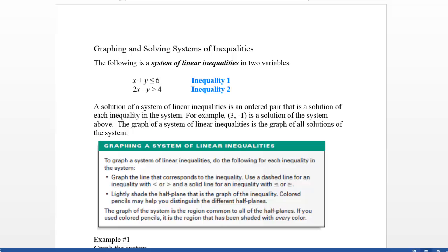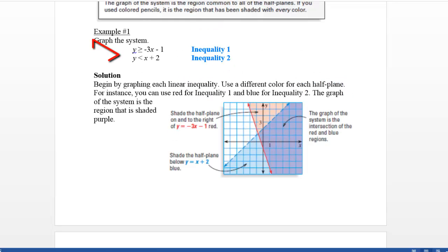So we're just going to take a quick look at an example here. Now you can see that we have a system of inequalities here that are already in slope-intercept form. This is very helpful as far as graphing our lines are concerned and then testing a point.